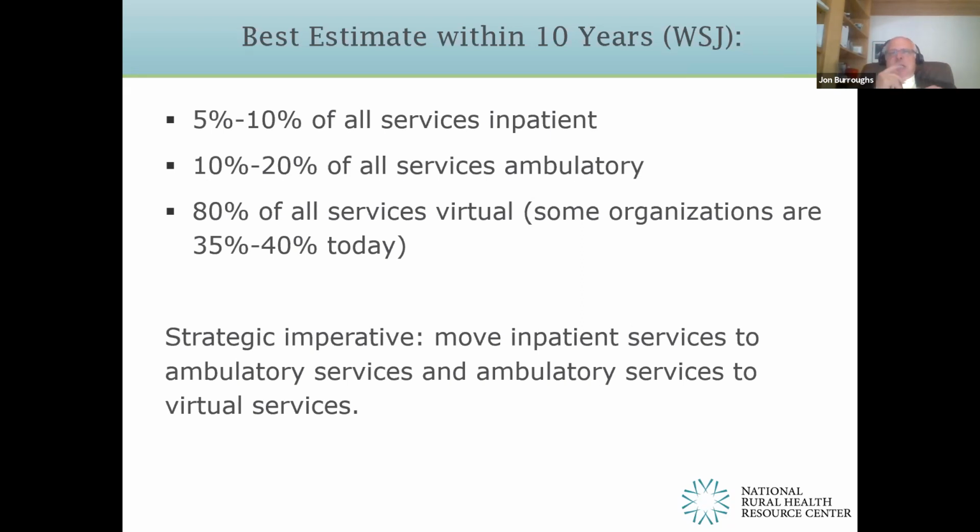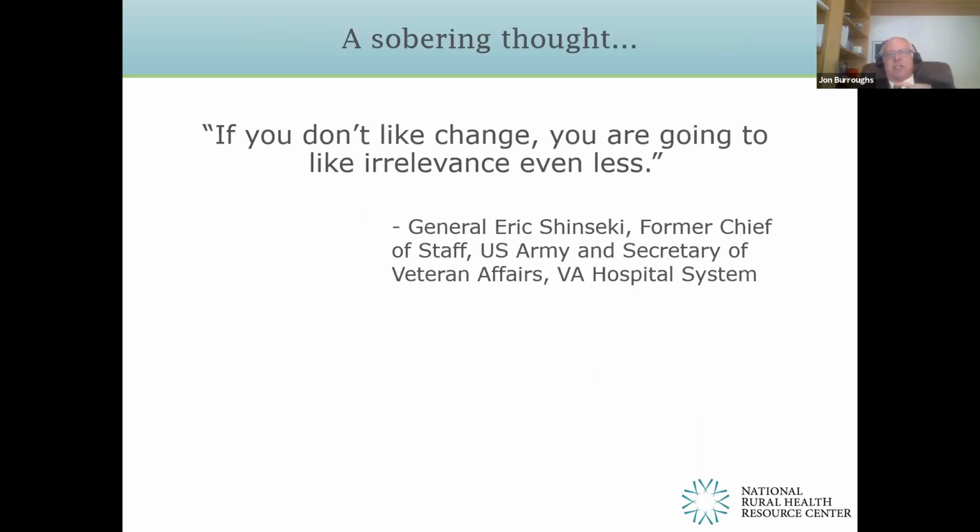So your strategic imperative is look at what you're doing on the inpatient side to determine what you can move to the ambulatory side. Look at what you're doing on the ambulatory side to determine what you can move to the virtual side. And that should be a very strategic conversation that you have right now with everybody at every level of your organization. A sobering thought. This came from the retired General Shinseki: If you don't like change, you're going to like irrelevance even less.